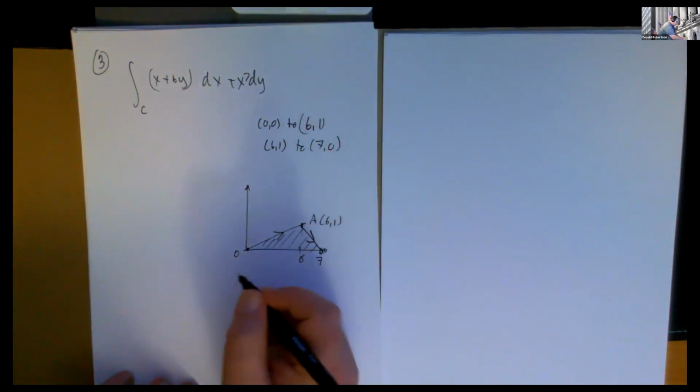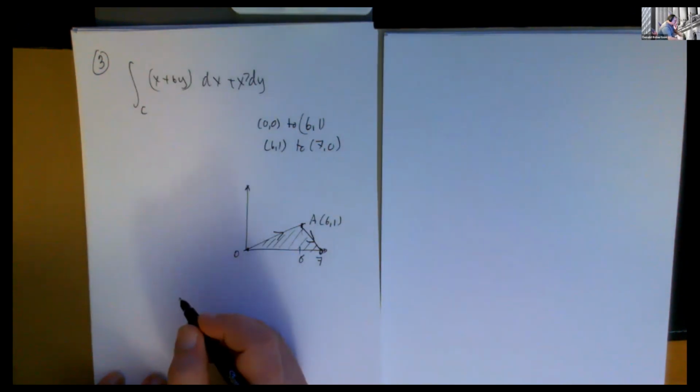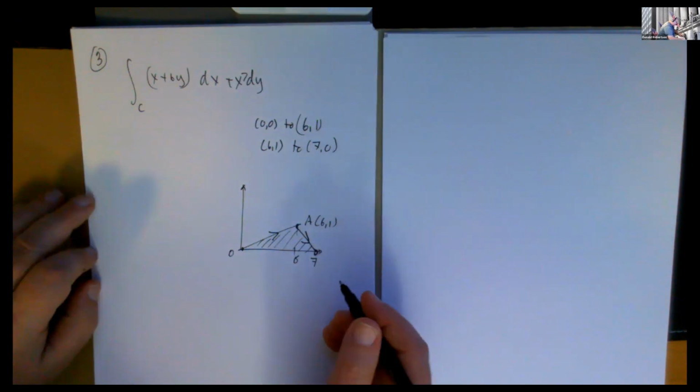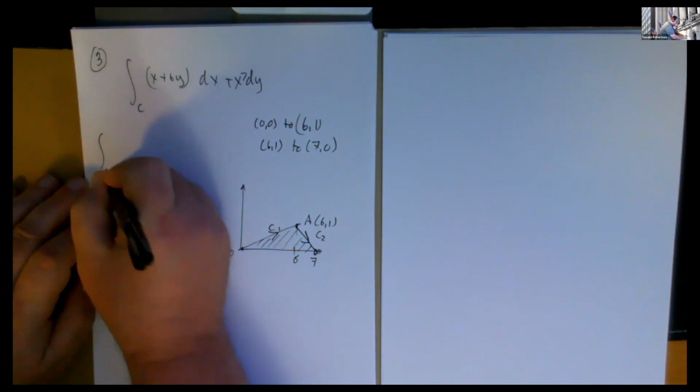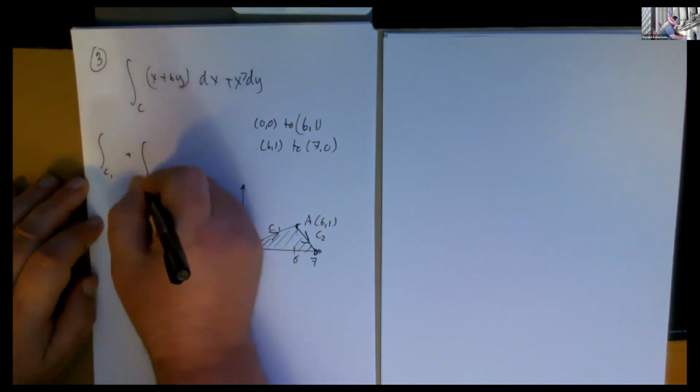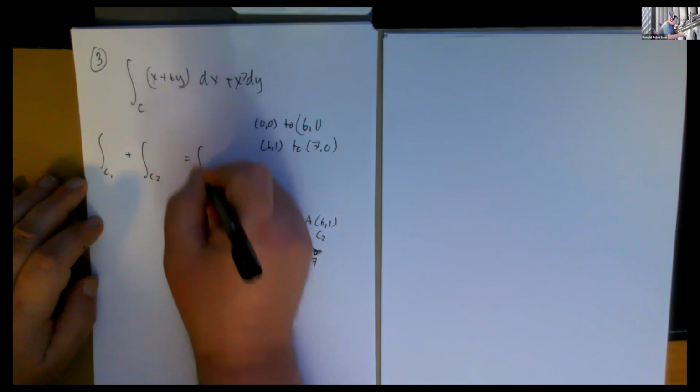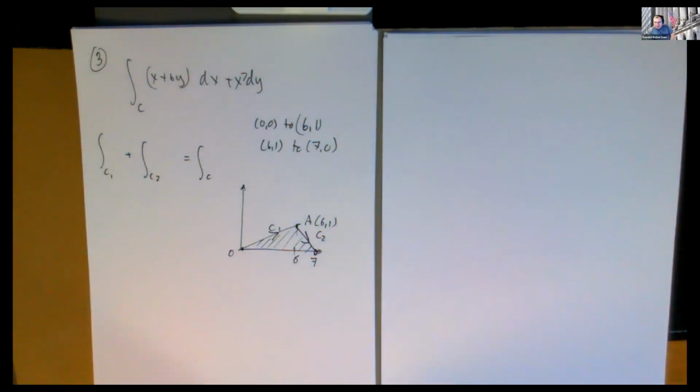So essentially all I need to do is split this into 2 different guys. I'll call it C1 and C2. If I do the line integral for C1 and then the line integral for C2, that will get me the line integral from C. So that's my thought process.